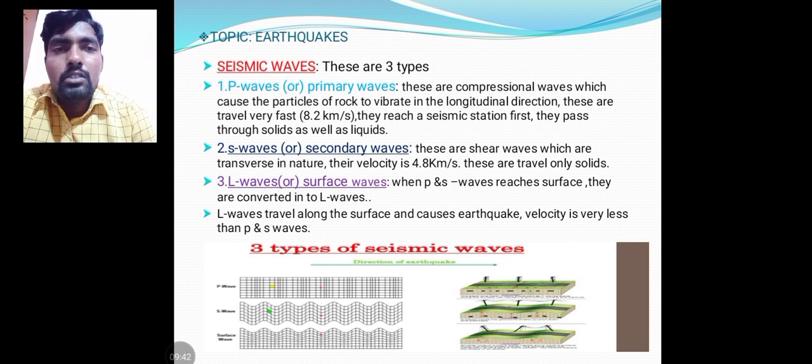So L waves are nothing but, when P and S waves reach the surface, they are converted into L waves, right? L waves travel along the surface and cause earthquakes. My dear students, P waves vibrate only one or two times, maybe collapsing or not collapsing a building. S waves vibrate three or four times, but L waves continue until the building is spoiled and collapses; the vibrations happen continuously.